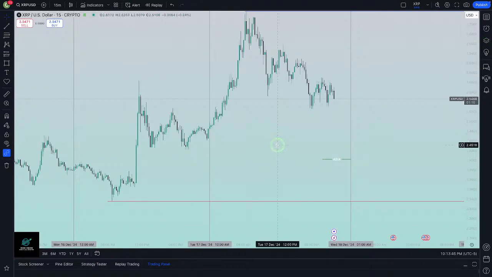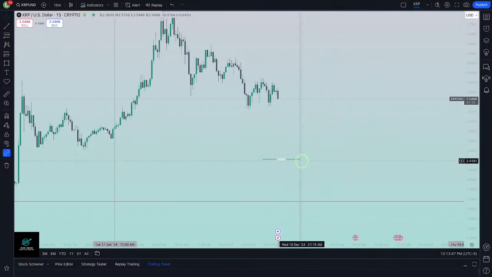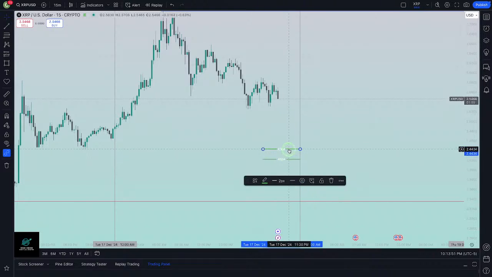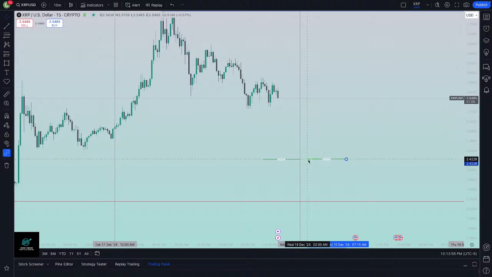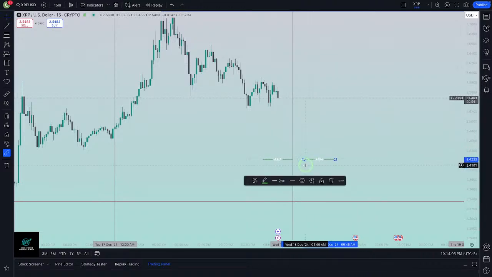After Asia, we cross over at midnight. We go into London session. London session starts at what? 1 o'clock in the morning, 1 a.m. to 5 o'clock in the morning, 5 a.m. I'm gonna label that London.